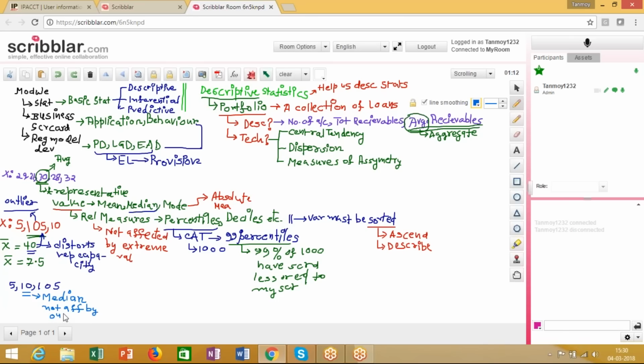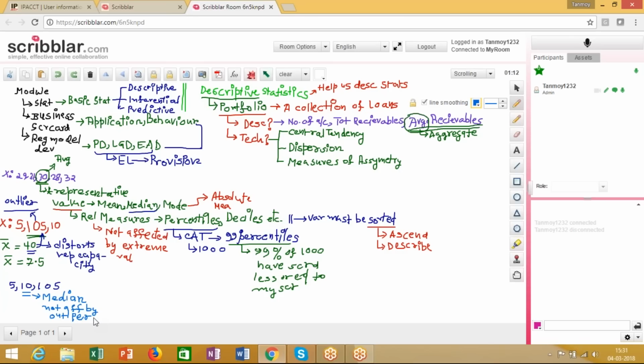By outliers. Therefore, if your distribution is a very skewed distribution, then it is suggested that we use median as a descriptive measure rather than a mean. And median is nothing but the 50th percentile value, or the fifth decile, or the second quartile, right?